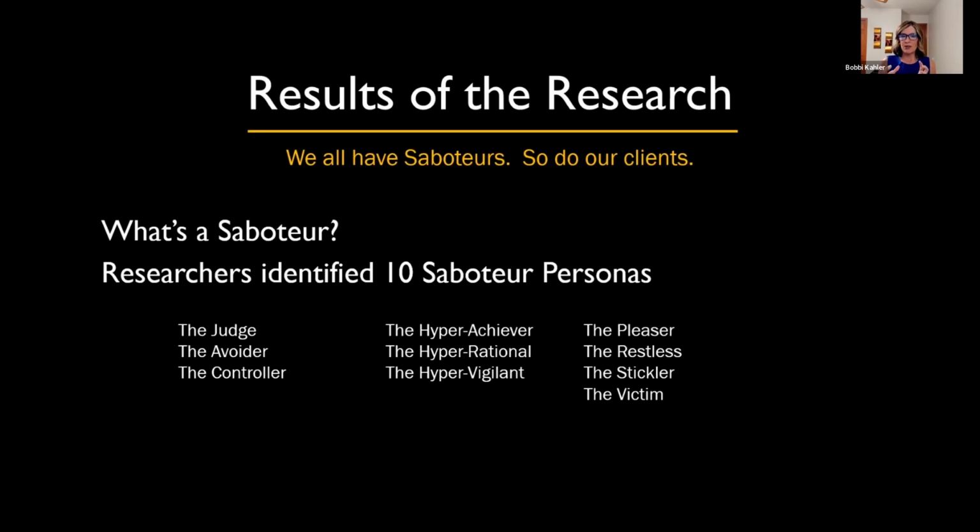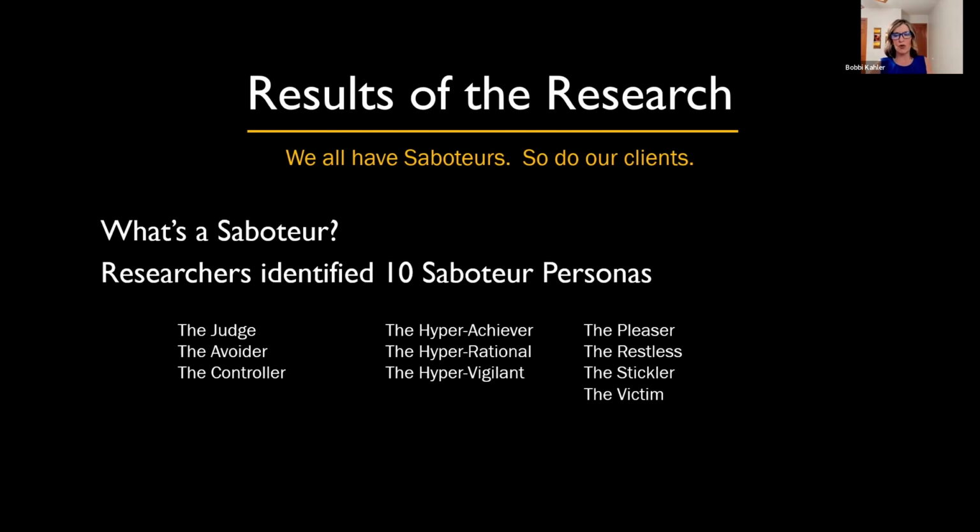Think about how the saboteurs could interfere with your work with a client. So let's just say that you have a client who has a high controller saboteur. This is a person who doesn't like to let go of control of anything. They want to own everything. How much resistance could that lead you to face? How does that slow down your work? How does it potentially affect the results that you get with them?